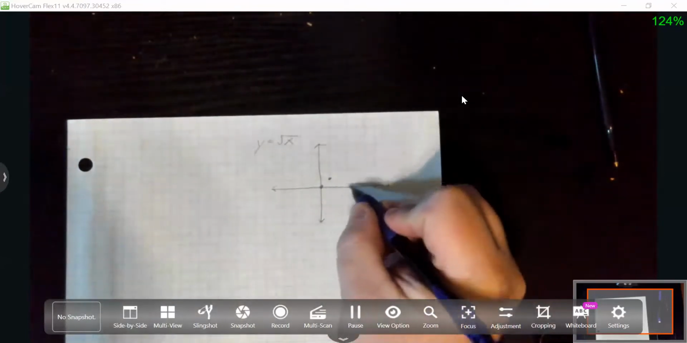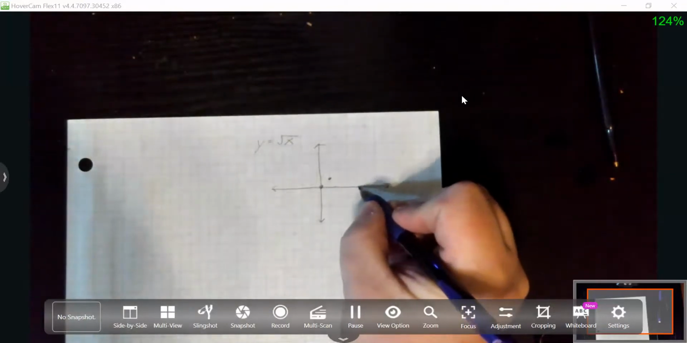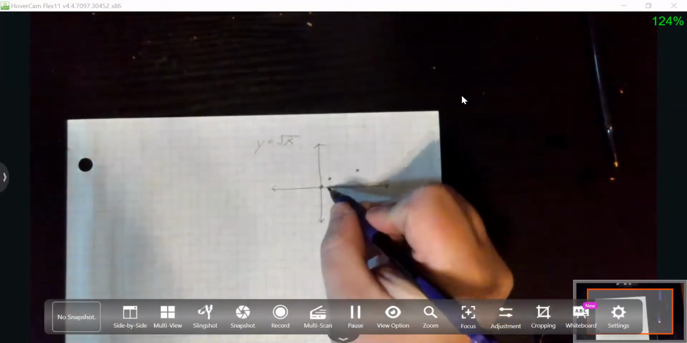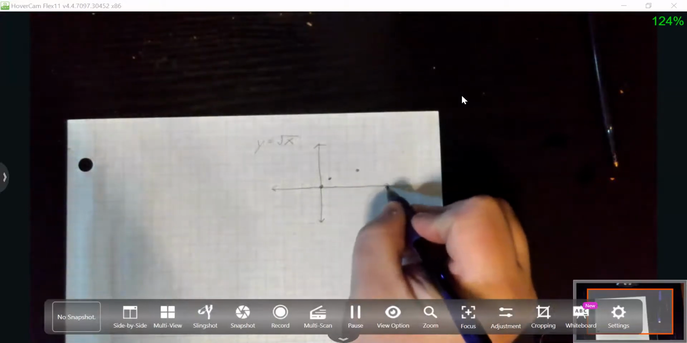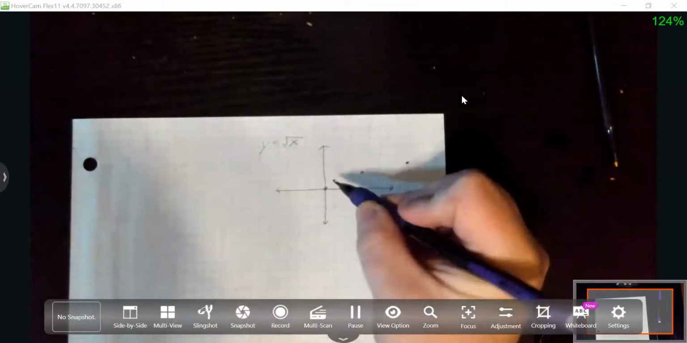Our basic graph, when we graphed it before, hits 0, 0, hits 1, 1. And thereafter, we see a pattern of square roots. So 1, 2, 3, 4, square root of 4 is just 2. 1, 2, 3, 4, 5, 6, 7, 8, 9. Square root of 9 is 3. So we get a pattern where it comes up.